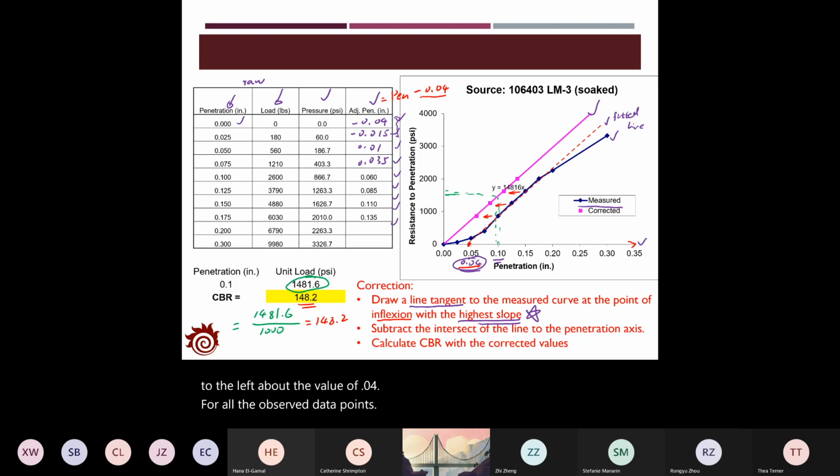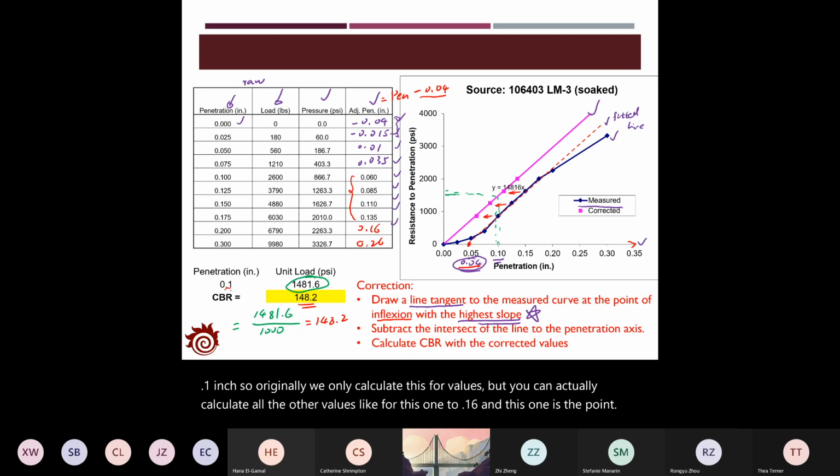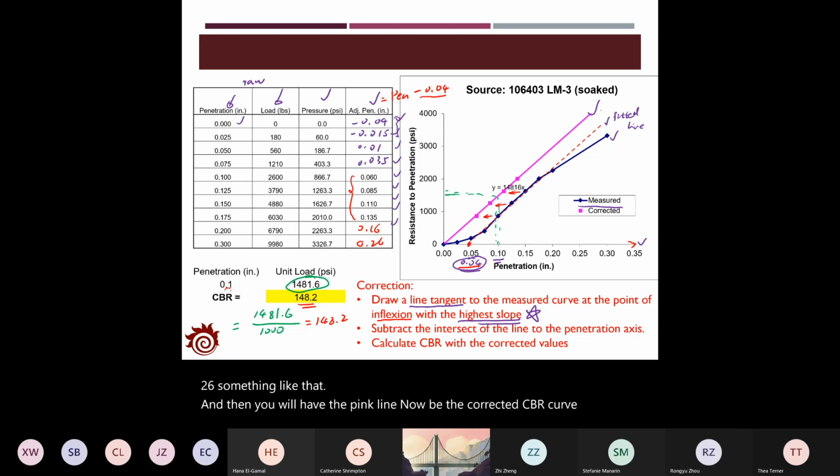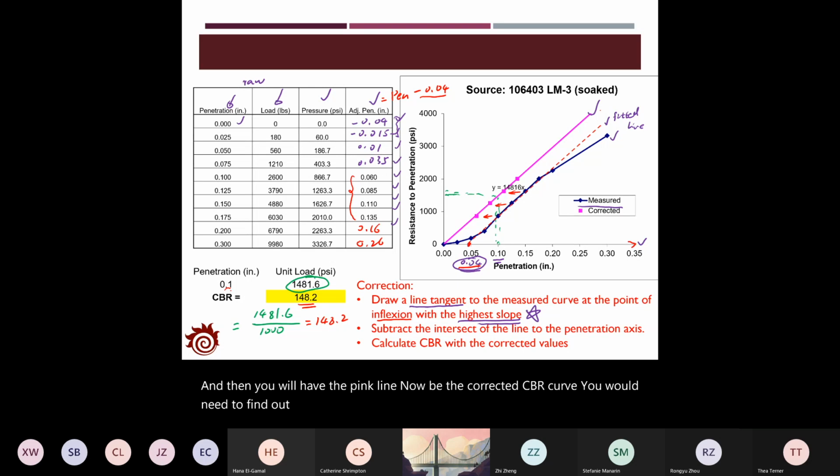As we only care about the value around 0.1 inch, originally we only calculate these 4 values, but you can actually calculate all the other values. Like for this one, 0.16, and this one is 0.26, something like that. And then you will have the pink line. That will be the corrected CBR curve. You will need to find out the load or the pressure under 0.1 inches from the corrected curve.